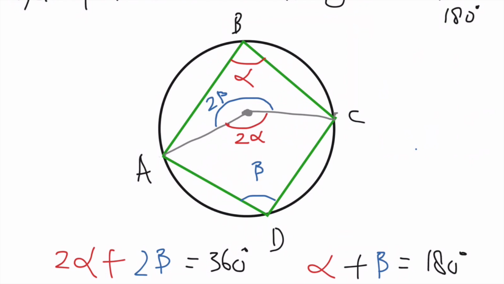So you can see that alpha plus beta, no matter what the values of alpha and beta are, is equal to 180 degrees. Therefore, the angles in opposite segments add up to 180.